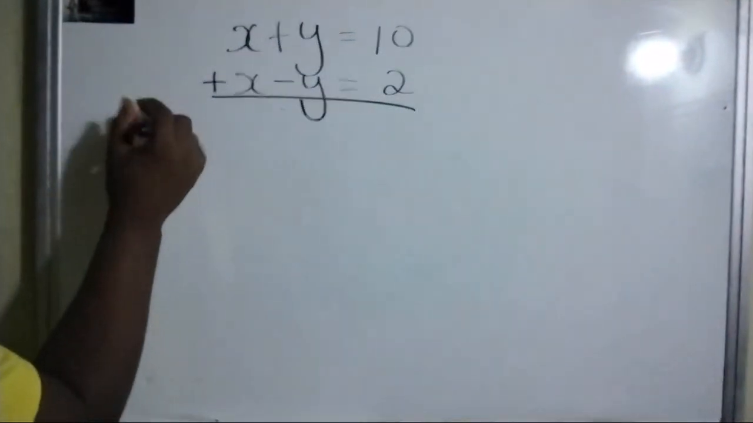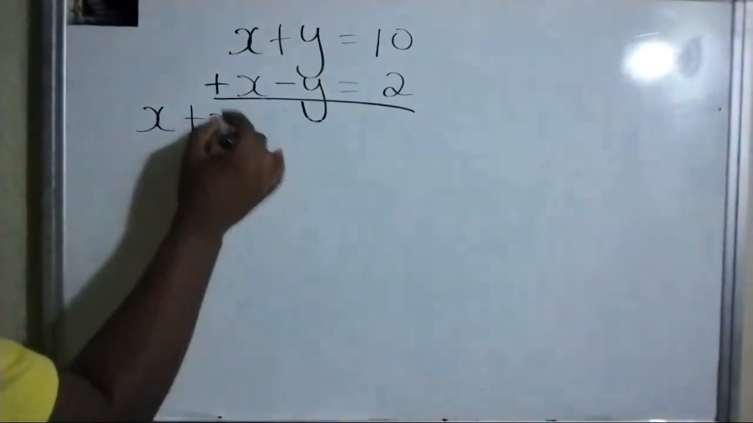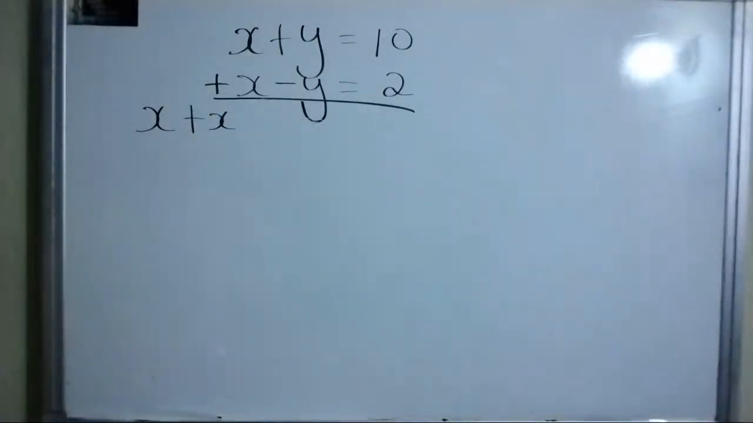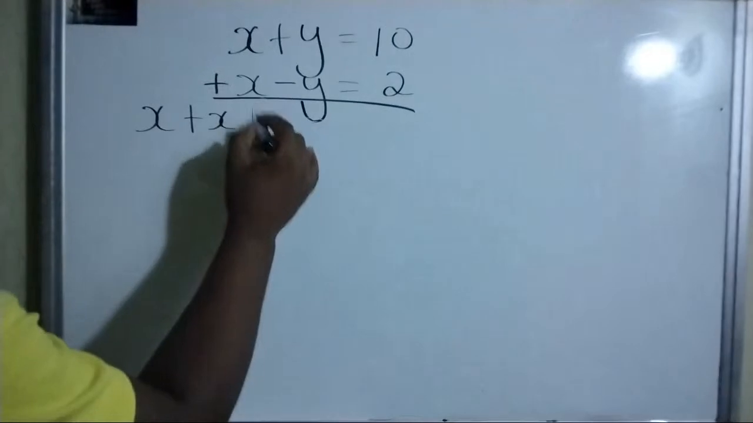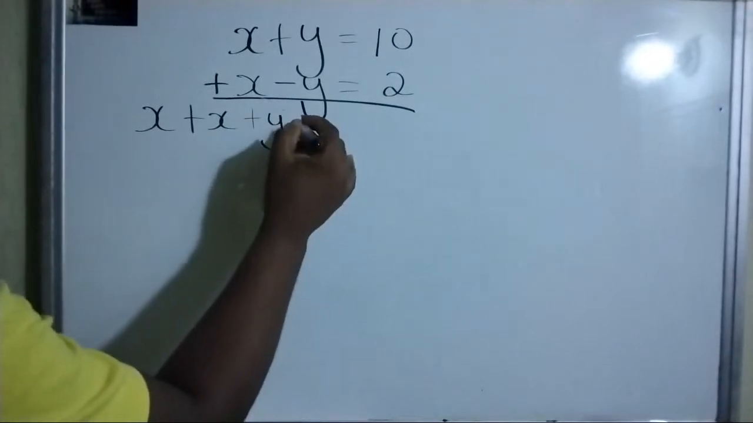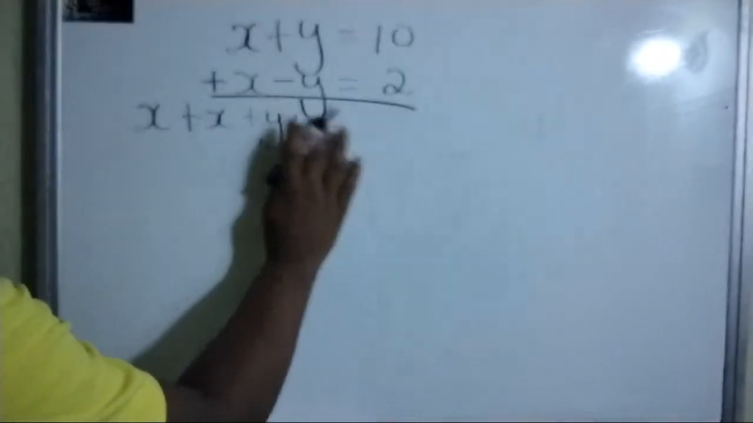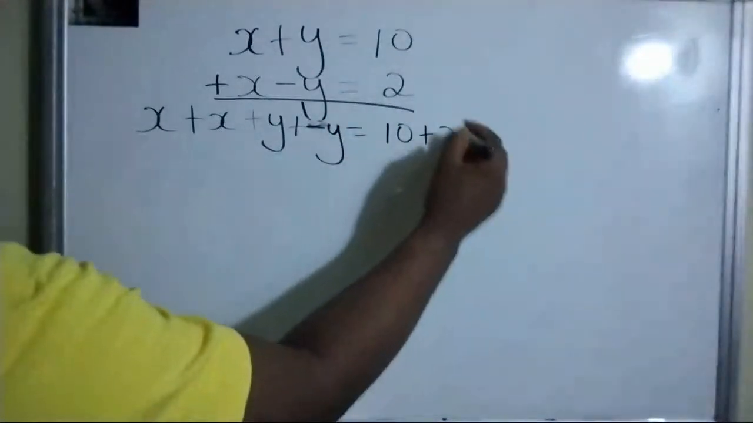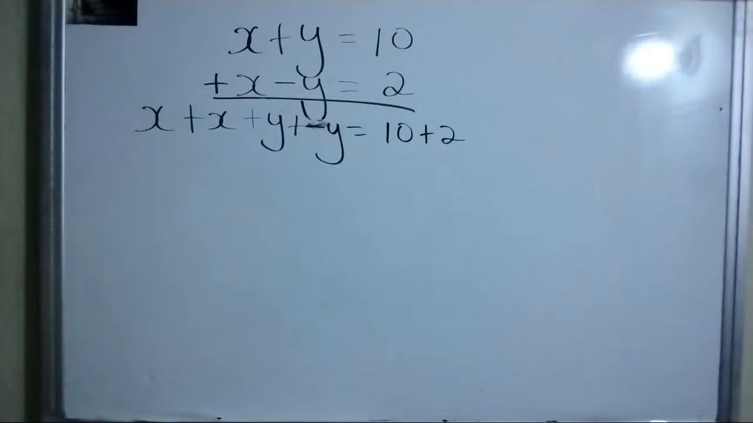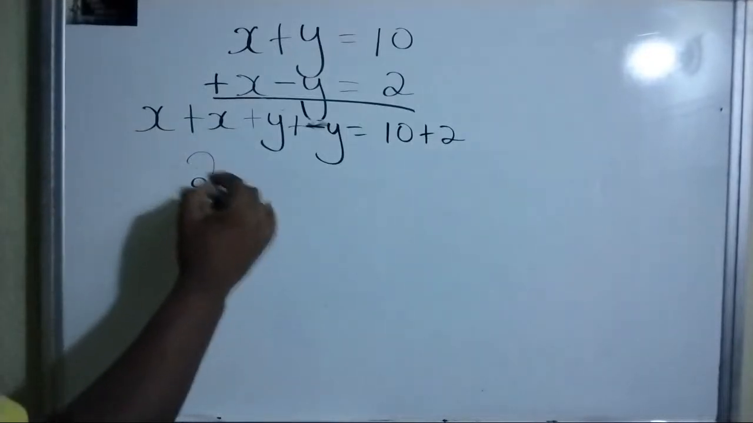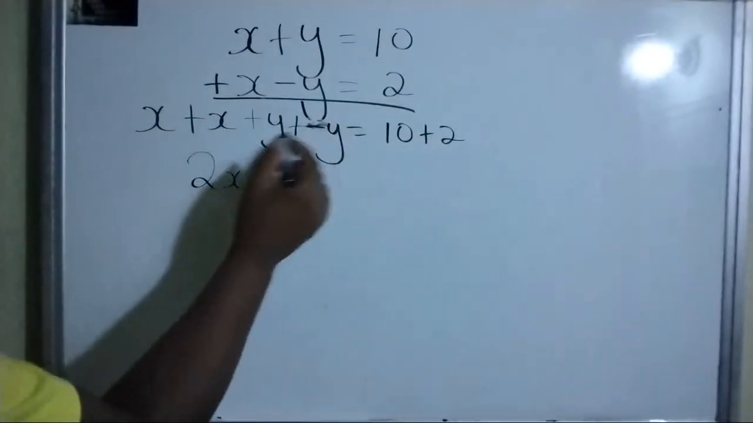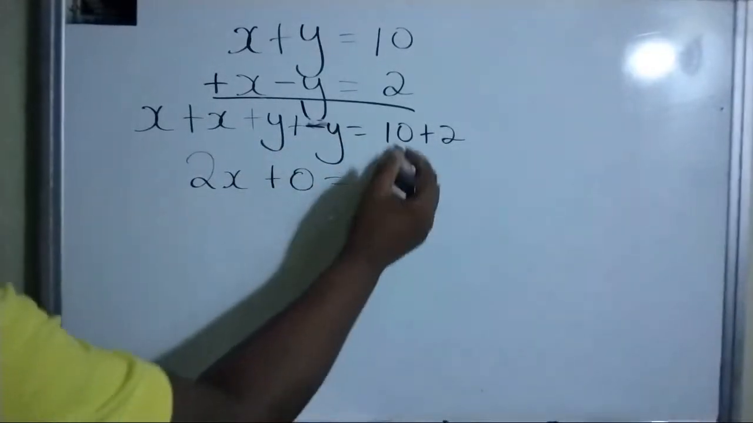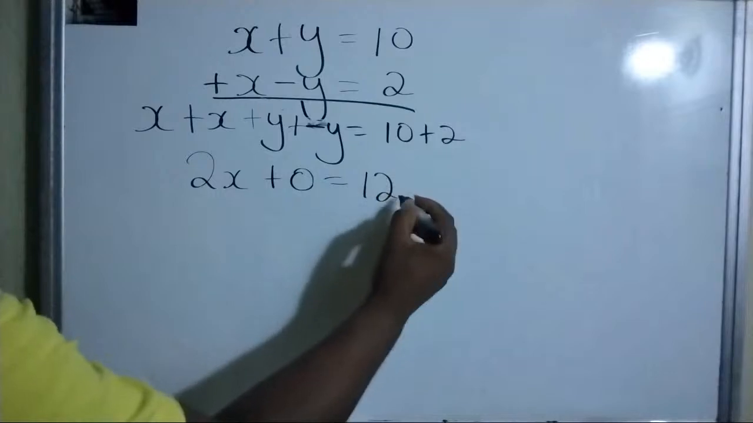So basically, just group like terms. So it's x plus x, because remember it's an equation. Anything you do for one, you have to do for all, right? So we add, and then we say 10 plus 2, alright? x plus x gives us 2x. And as we discussed, y plus negative y would give us 0. 10 plus 2 is 12. Alright?